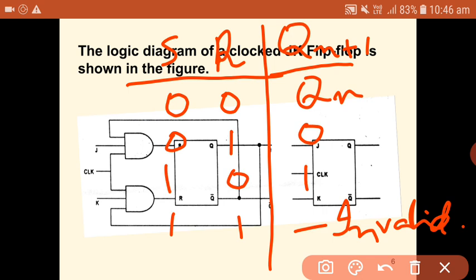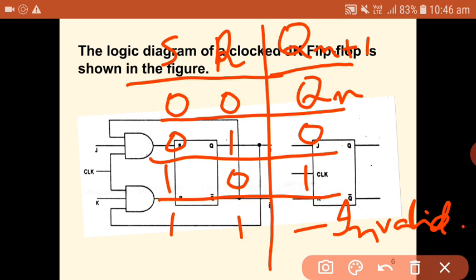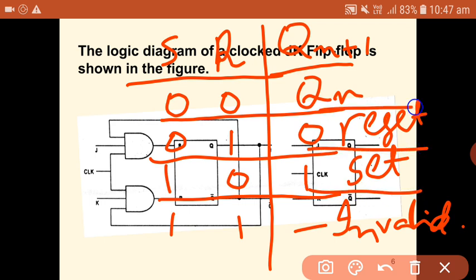So for SR flip-flop, for the 0 0 combination there will be no change in the output, that is Qn plus 1 is equal to Qn. For the 0 1 combination the output will be 0, reset. For the 1 0 combination the output will be 1, that is set. And for the 1 1 combination the output is invalid. So for 0 0 the output is in hold state, no change in the output, Qn plus 1 is equal to Qn. So this is the truth table of SR flip-flop.